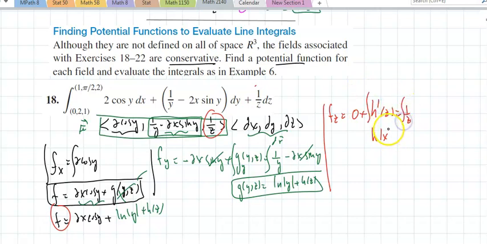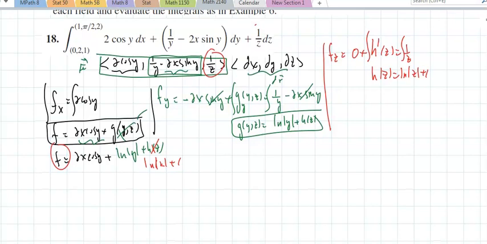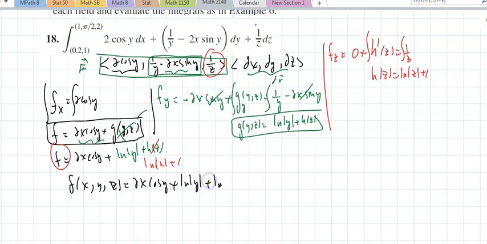H of z is going to equal natural log of the absolute value of z plus c. So I was able to find my function f of x, y, z to equal twice x cosine of y plus natural log of absolute value of y plus natural log of absolute value of z plus c.